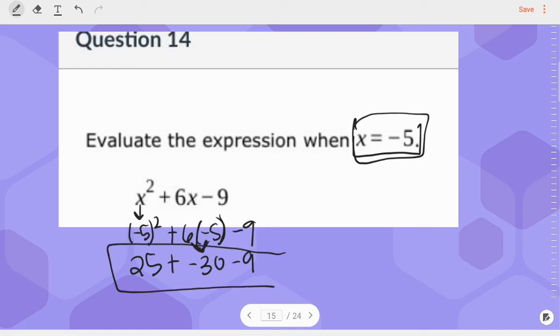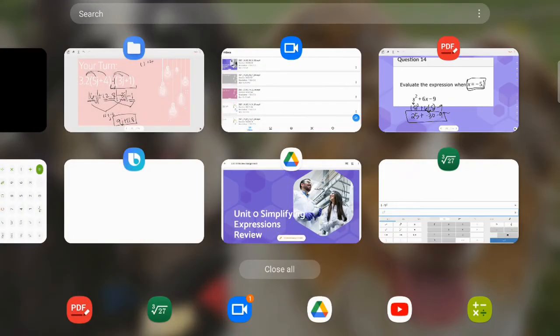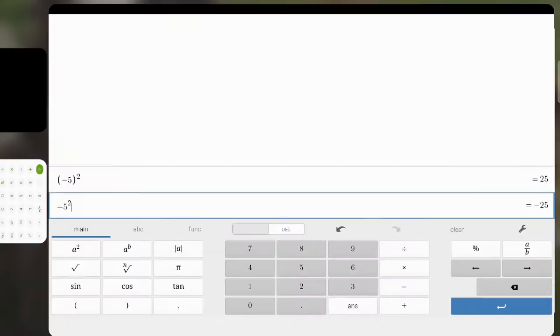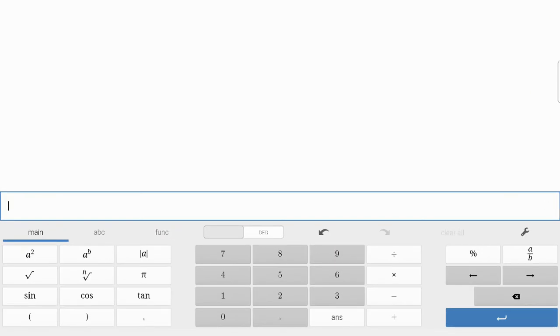And I'm just going to type this all into my calculator at one time and let my calculator do the work. 25 plus -30 plus -9. So 25 plus -30 minus 9 is -14.